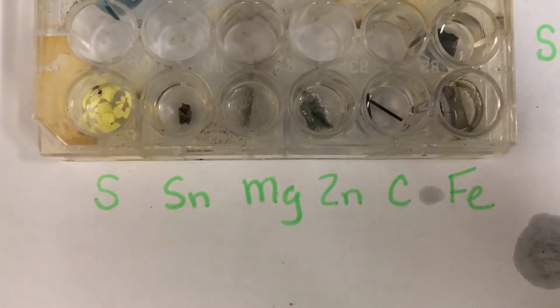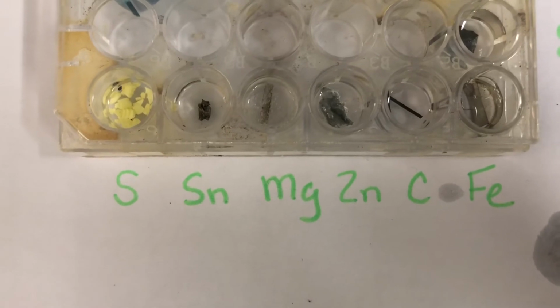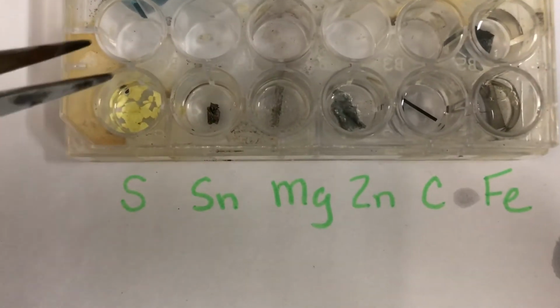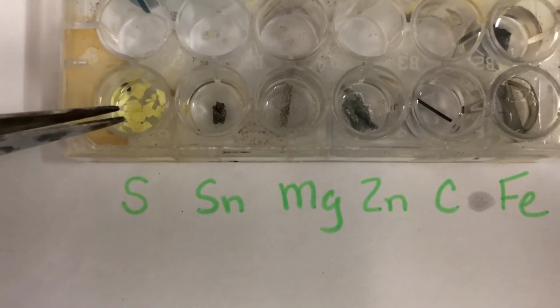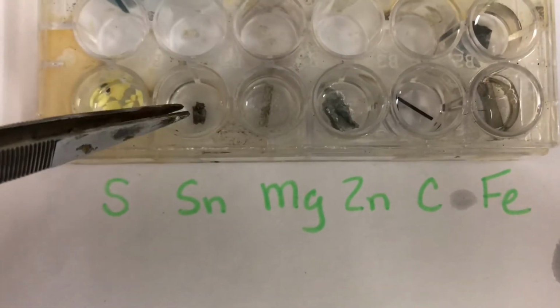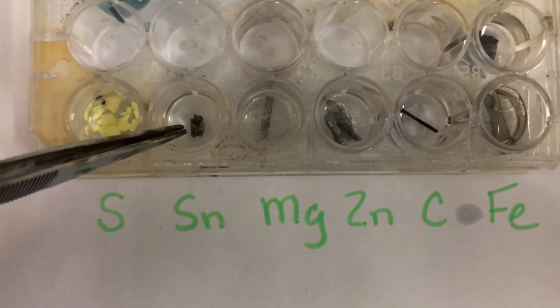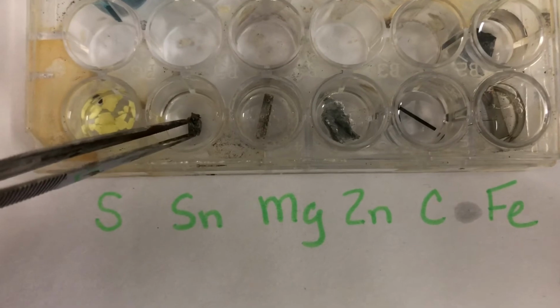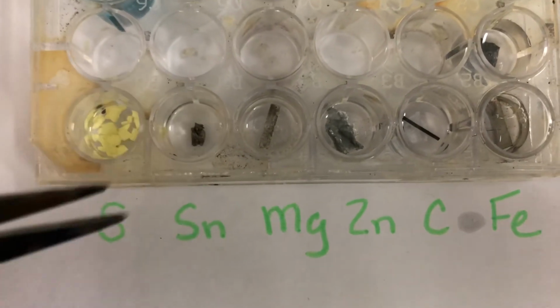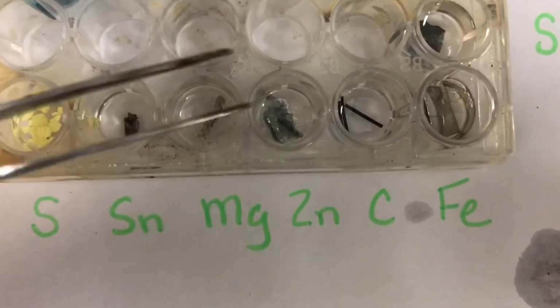All right, so now that we've reacted them with the hydrochloric acid, let's see if any reaction occurred. Sulfur, no reaction really occurred. Tin, it turned a little darker black, so there must be something going on with tin and hydrochloric acid. So I'd say yes, that's a reaction.